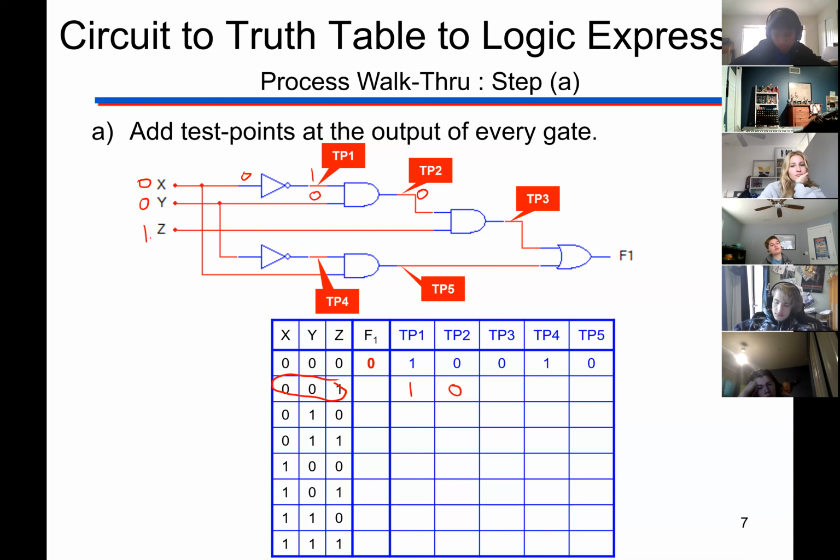And then Z is on. Based on our binary count here, Z is on, so we've got 0 and 1. So Carson, what's test point 3 going to show me if I've got a 0 and a 1? Is it going to be 0? Yeah, it's going to be off. So test point 3 is going to be a 0.